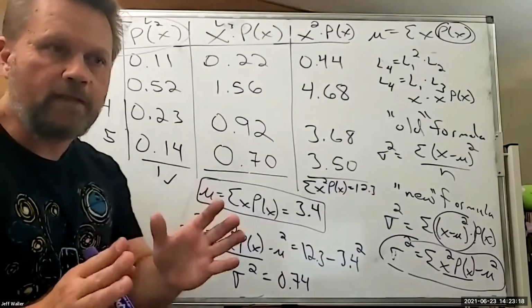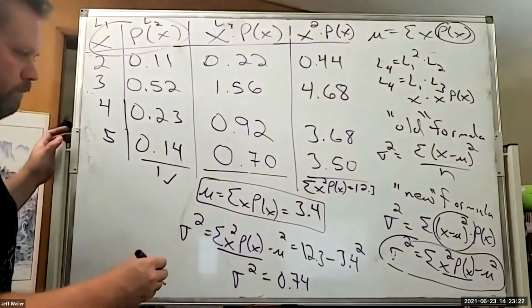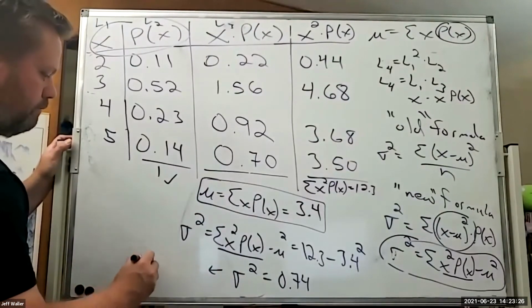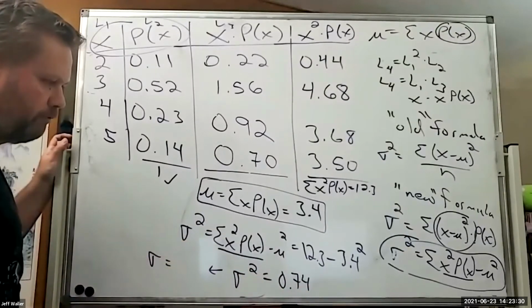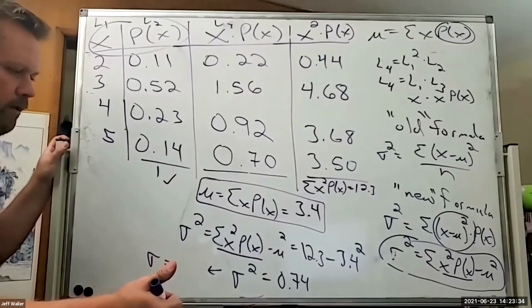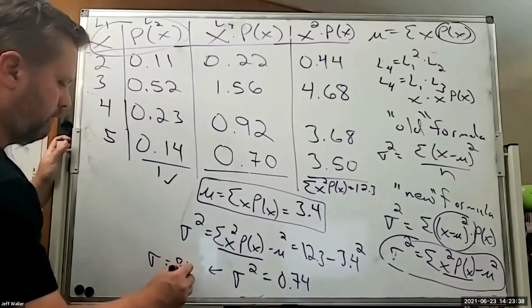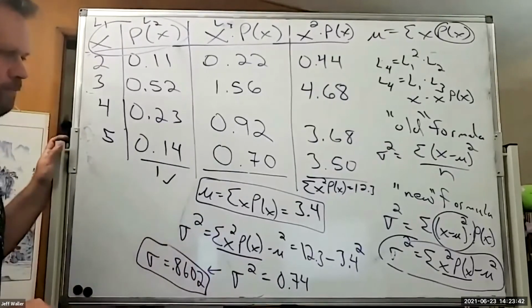So then what's the standard deviation then? What's sigma? What do you have to do, of course? Square root it. Square root. 0.8602. Okay, I appreciate that. That's cool. Go out 4 places.